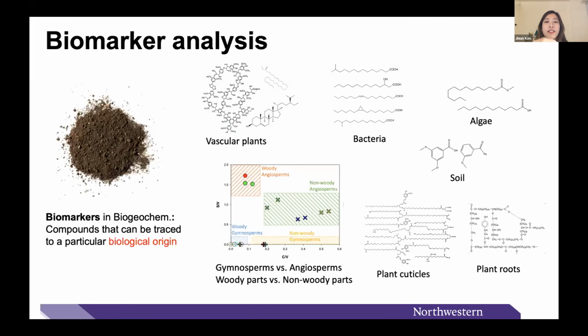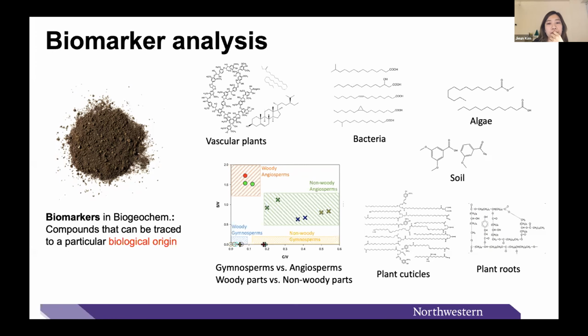So the specific approach that I use for my research is biomarker analysis. Biomarkers are compounds that have specific biological origins. So the presence of a certain compound can tell us where the organic matter might come from, and that can further imply what environmental processes are associated with the different source mobilization.